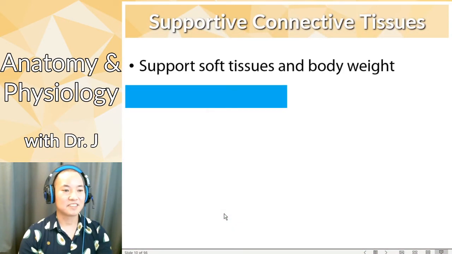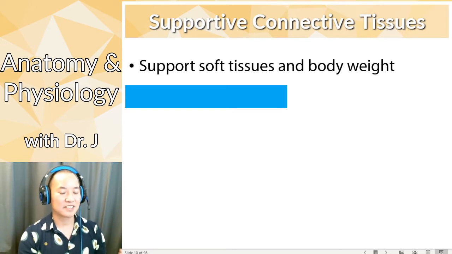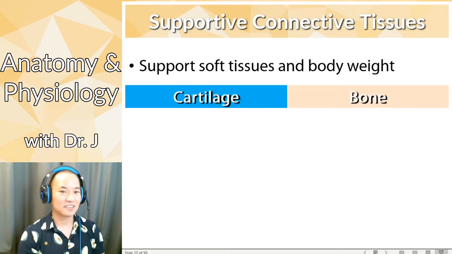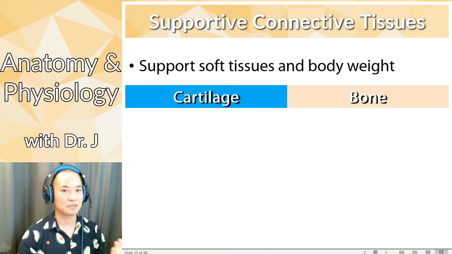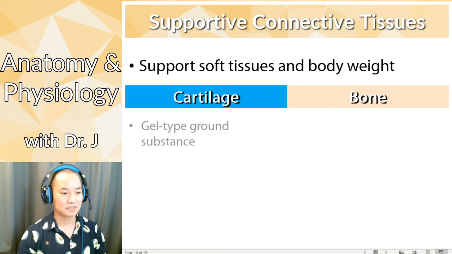All right, so supportive connective tissue. They support soft tissues and body weight. And again, we didn't cover those that much before exam one. Why? Because we're going to cover that now. So the two big ones are cartilage and bone. And this chapter 6, I think in both books, is devoted completely to bone tissue.